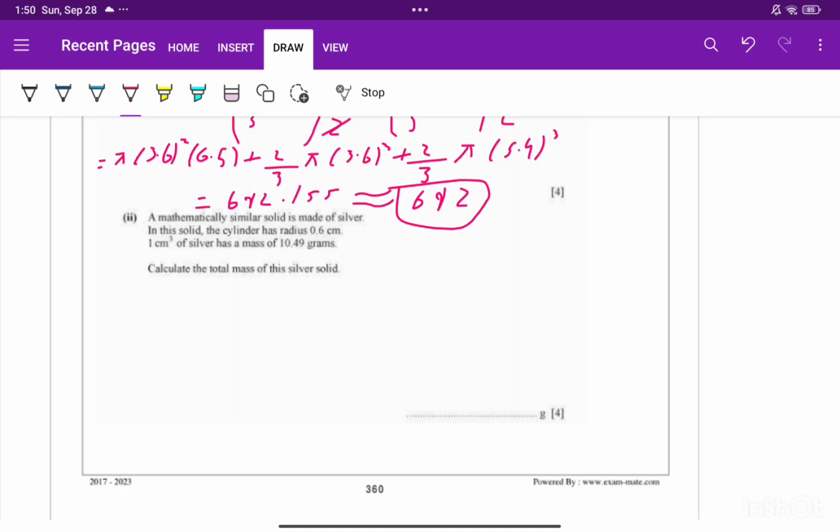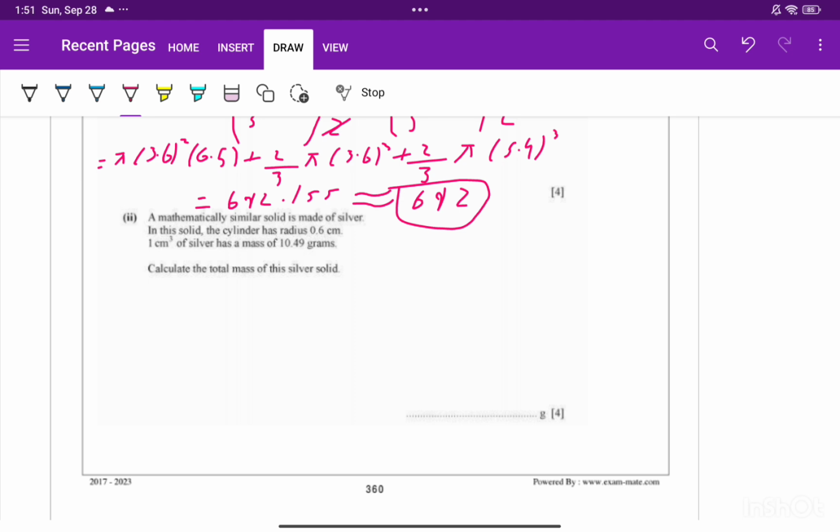Next part. A mathematically similar solid is made of silver. In this solid, the cylinder has a radius of 0.6. 1 centimeter cubed of silver has a mass of 10.49. Calculate the total mass of this silver solid.